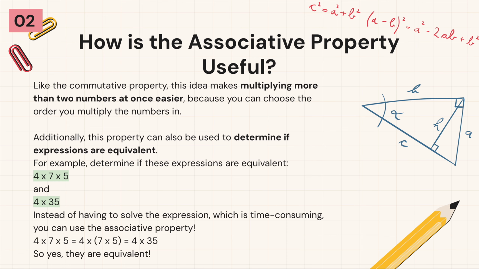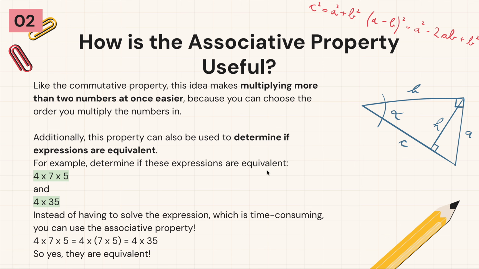Okay, so how is the associative property useful? Like the commutative property, this idea basically just makes multiplying more than two numbers easier to do in your head, because you can choose the numbers you multiply first, right? And this can also be used to determine if expressions are equivalent, which is what you just did in this practice problem. So here's another example of that.